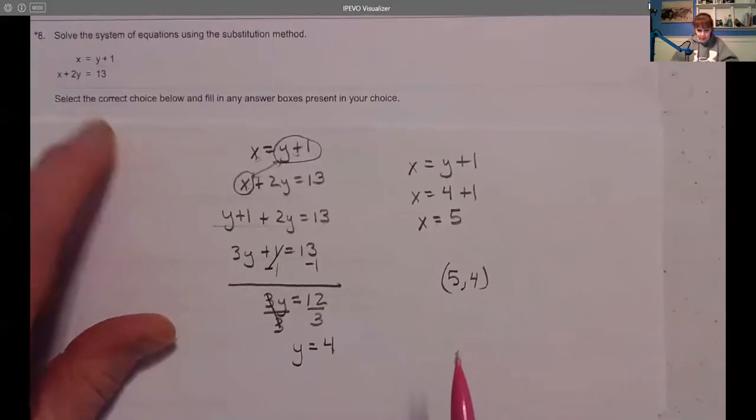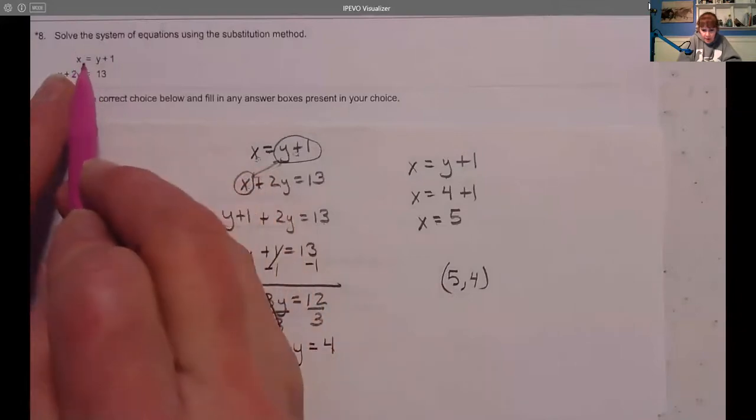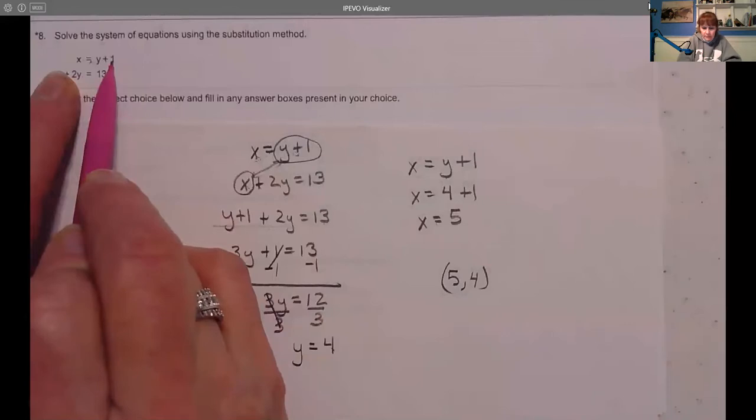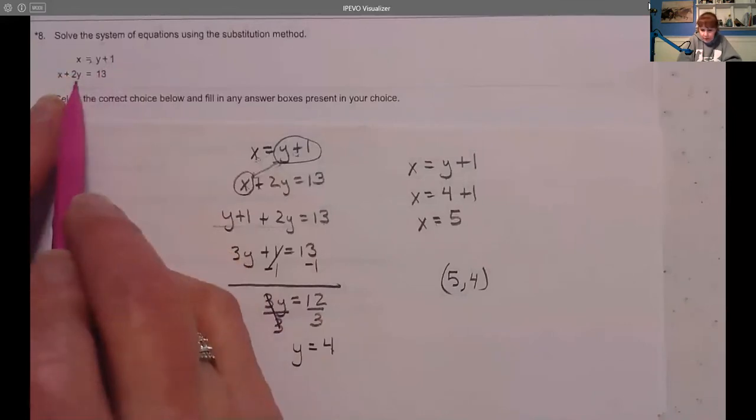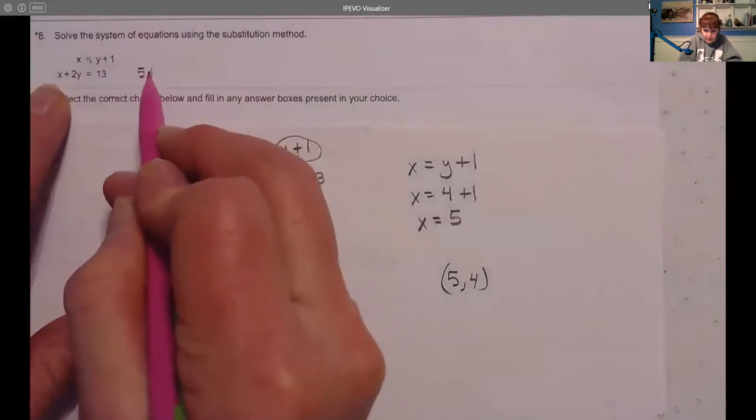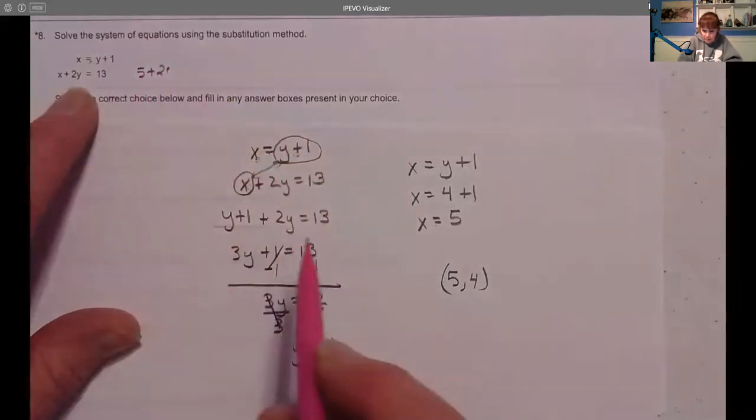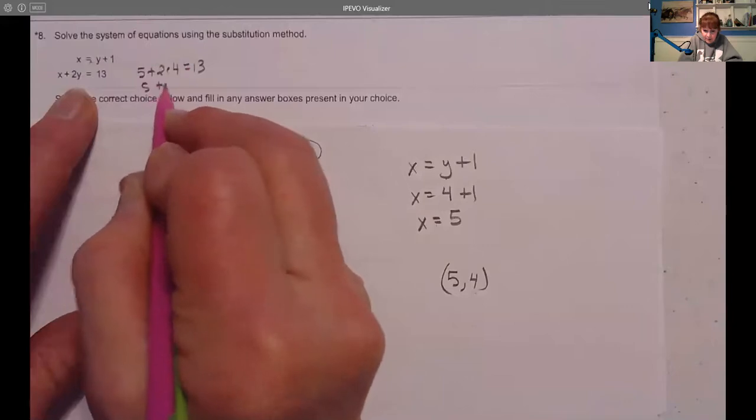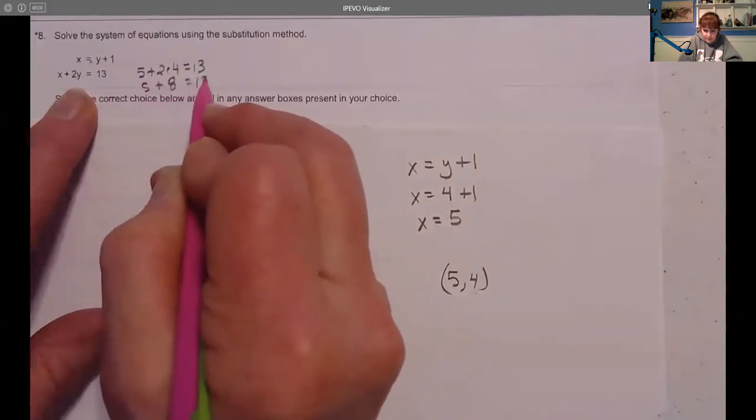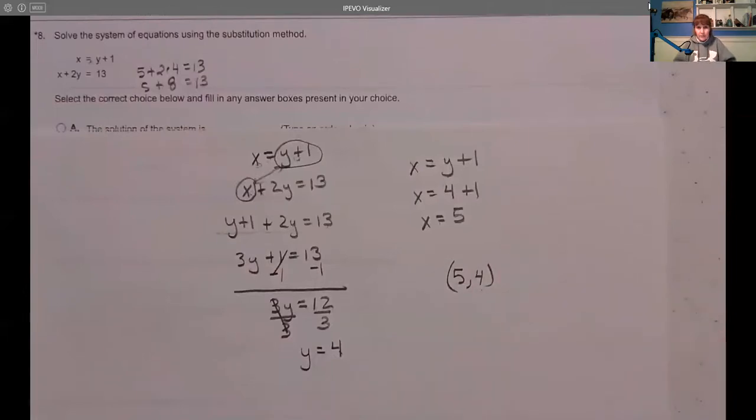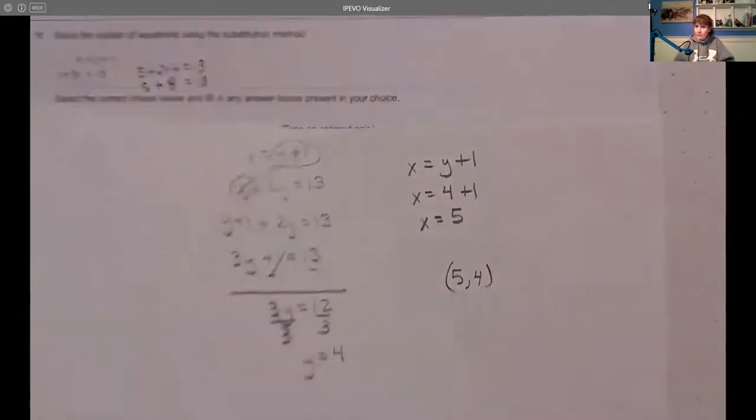So if I were to put in 5 here, 5 is equal to 4 plus 1. Yes, it is. Here, 5 plus 2 times, what's the y? 4? Does that equal 13? 5 plus 8 is 13. So it works. So that's a solution to both of those. All righty.